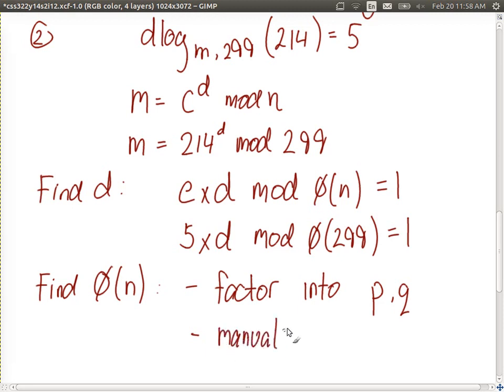All right, the manual approach. With large enough values of n, it's computationally infeasible to try all the values from 1 up to n minus 1 and count the number of numbers relatively prime. So with large n, it's practically impossible to manually solve the totient of n, and factoring numbers into their primes is practically impossible as well.